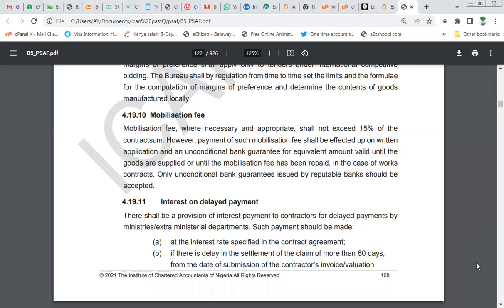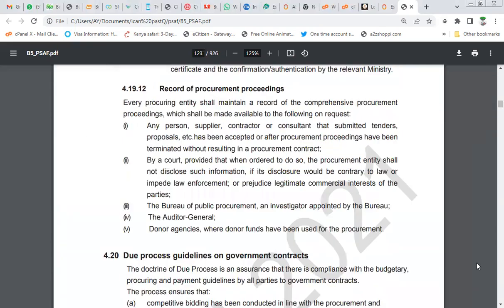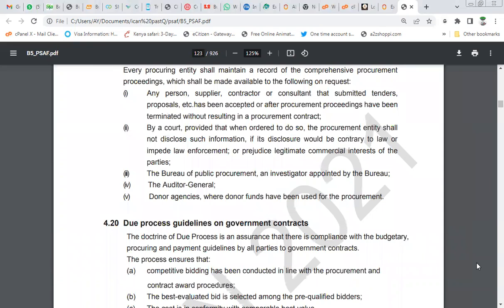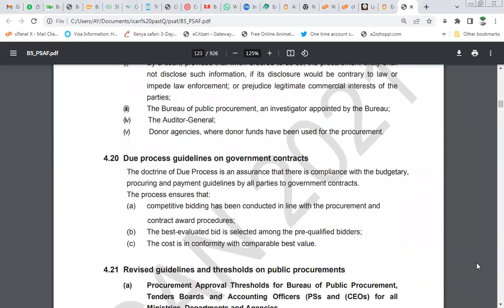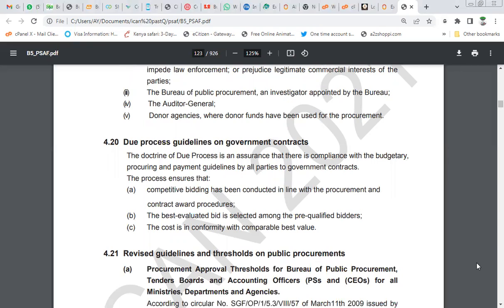Interest on delay on payment, you can read that one out. That's also interesting. Due process guideline on government contracts. The doctrine of due process is an assurance that there is compliance with the budgetary, procurement, and payment guidelines by all parties to government contracts. The process ensures that competitive bidding has been conducted in line with procurement and contract award procedures. The best evaluated bid is selected among the pre-qualified bidders. The cost is in conformity with comparable best values.